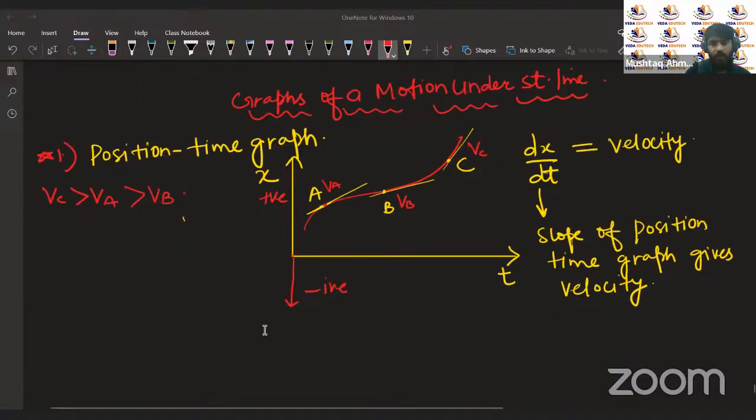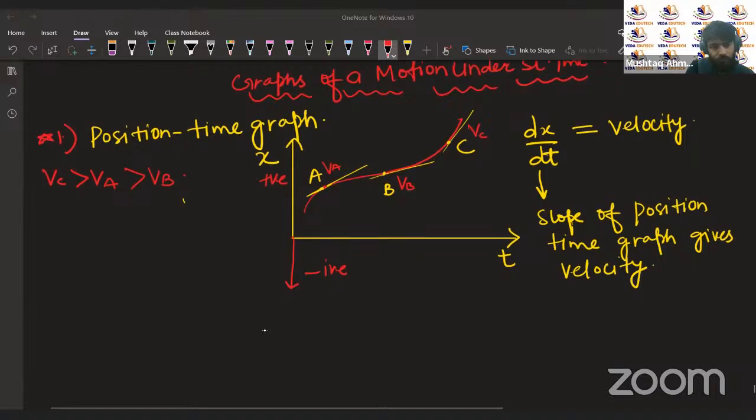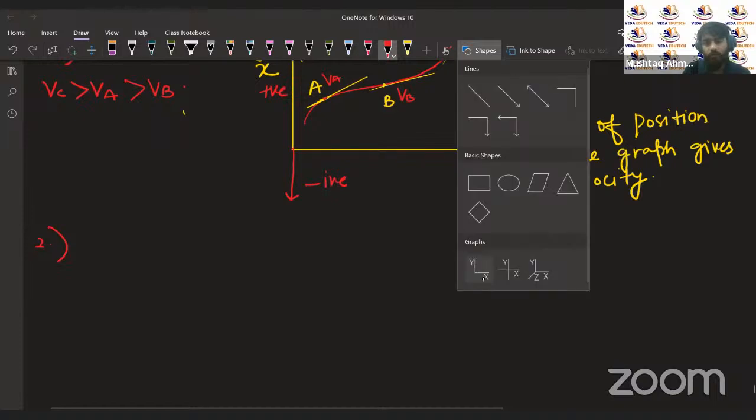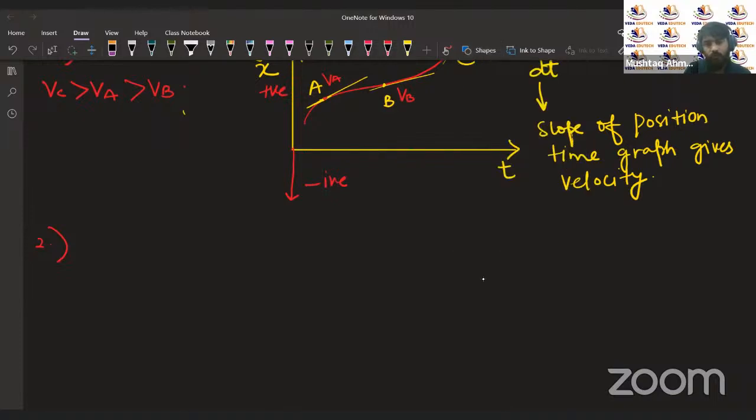Let's move on to the next point. Let's suppose we have a position time graph like this. This is our position time graph, and let's suppose this is how the position time graph varies with time. This is the position versus time graph.